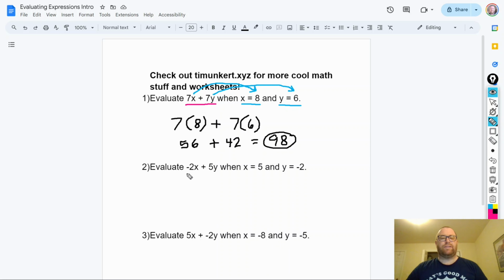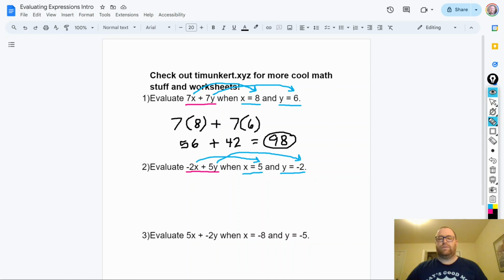So it says evaluate this expression. So this is negative 2 times x plus 5 times y. So we're going to take, instead of x, we're going to do negative 2 times what x equals. So x equals 5 right here. And then we'll add that to positive 5 times what y equals, which is negative 2. So y equals negative 2.